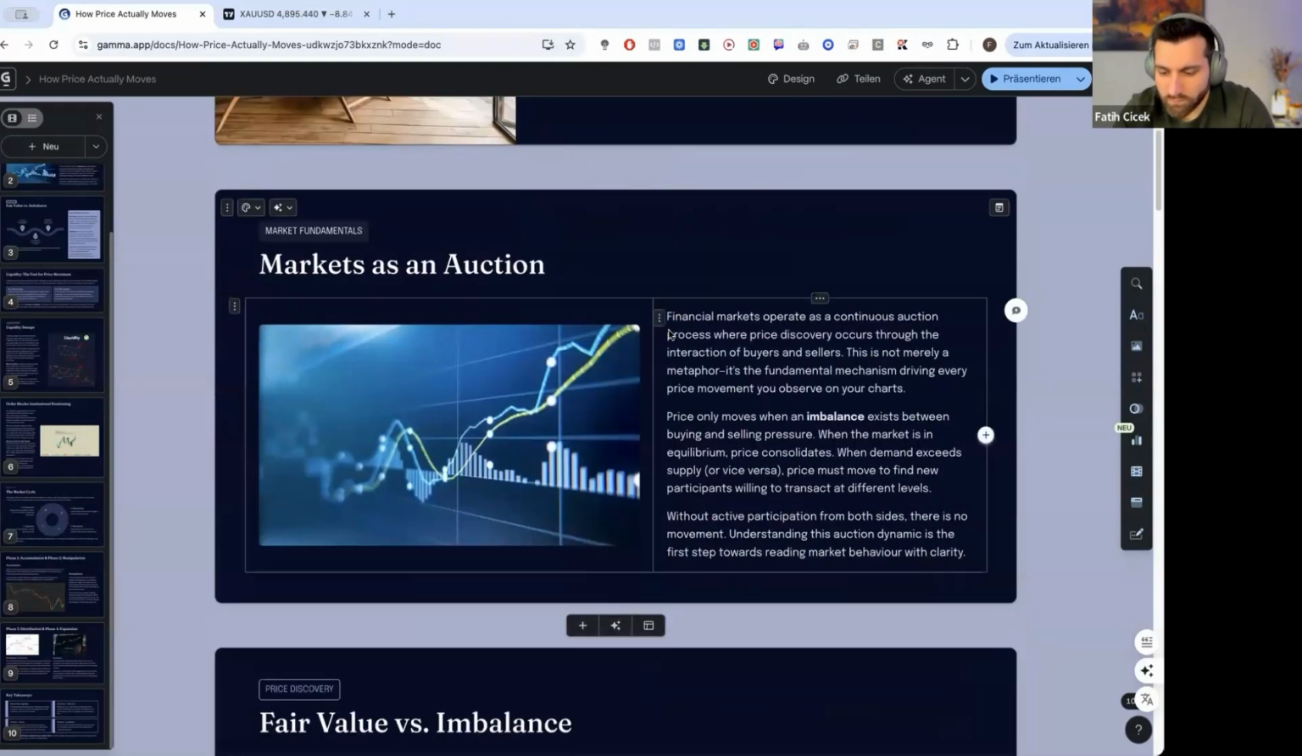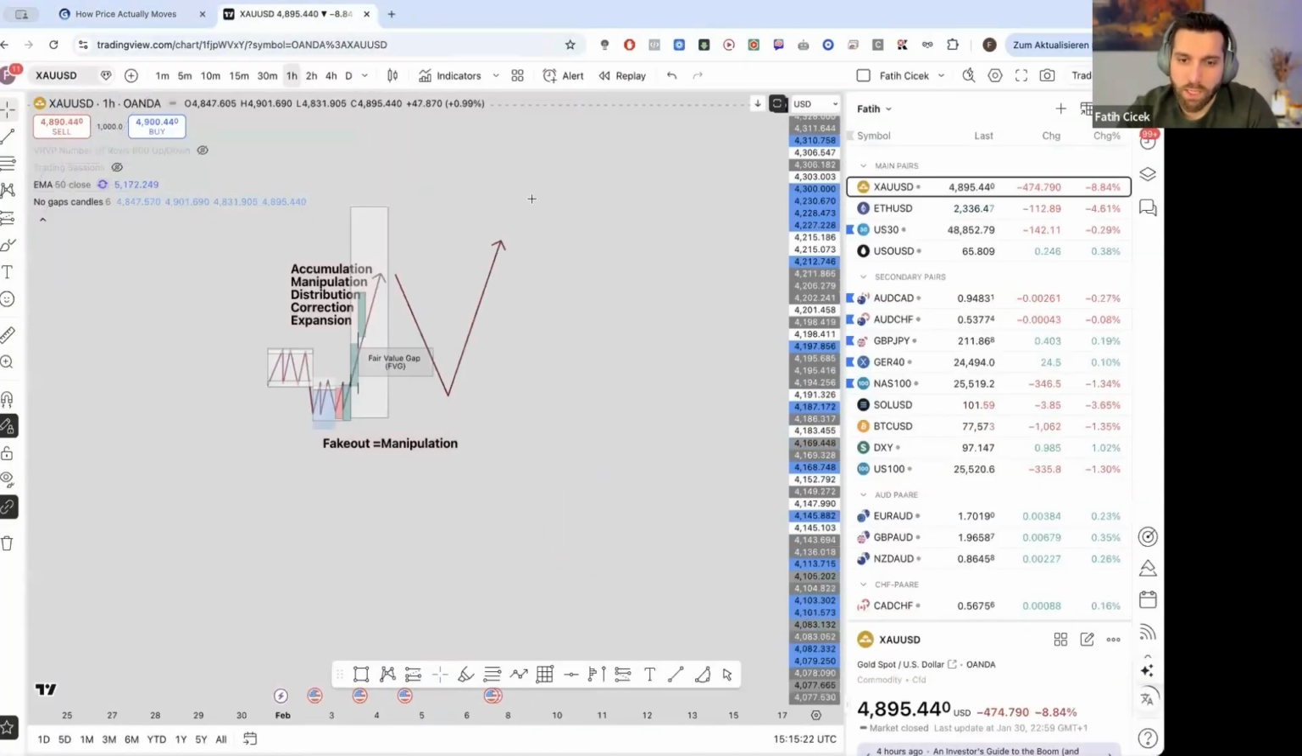Okay. So first of all, we need to understand that markets are basically an open auction. It's a continuous auction process where price discovery occurs through the interaction of buyers and sellers. This is not merely a metaphor, it's actually the mechanism that drives every single price movement that you observe on the charts.